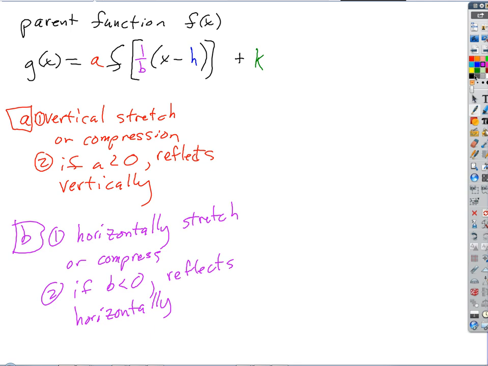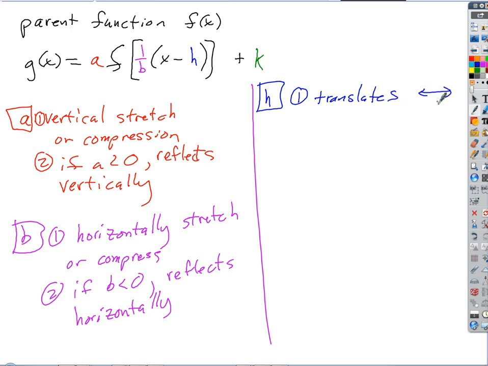Now, I'd say that H and K kind of go together too. What does H do? These were maybe the easier ones. It translates it in which direction? Left and right. Good. So H only does one thing. It translates left and right. That's it.